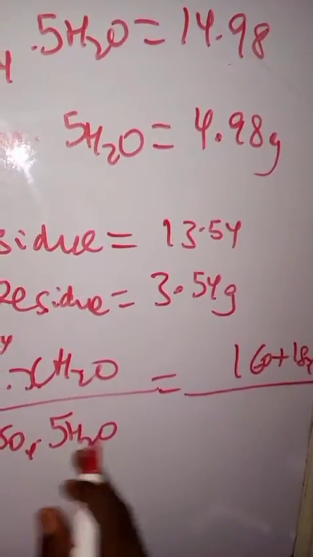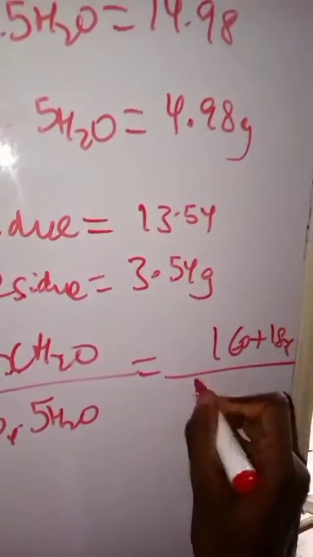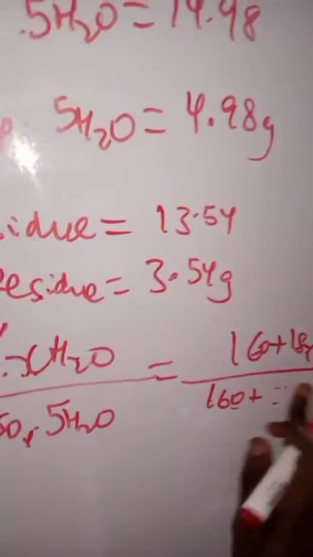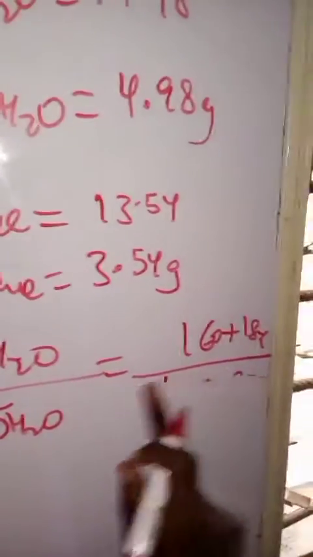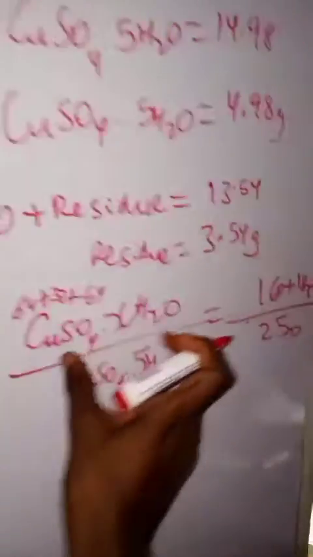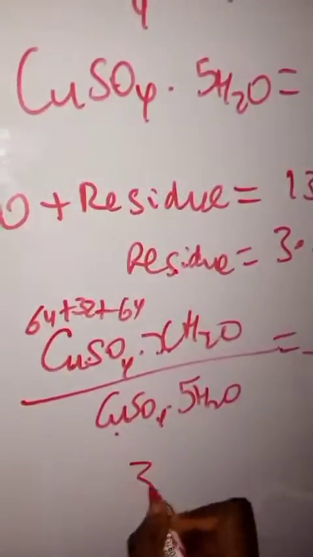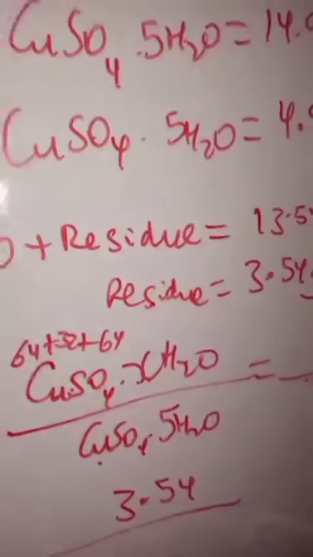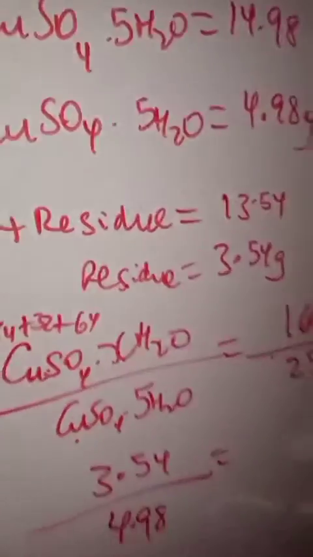160 plus 5 times 18. What's 5 times 18? That's 90. What's 160 plus 90? That's 250. So yes, let's move on now. So what's the mass of this one, CuSO4.xH2O, that's the residue? 3.54 over what's the mass of this one? 4.98 is equal to 160 plus 18x over 250.